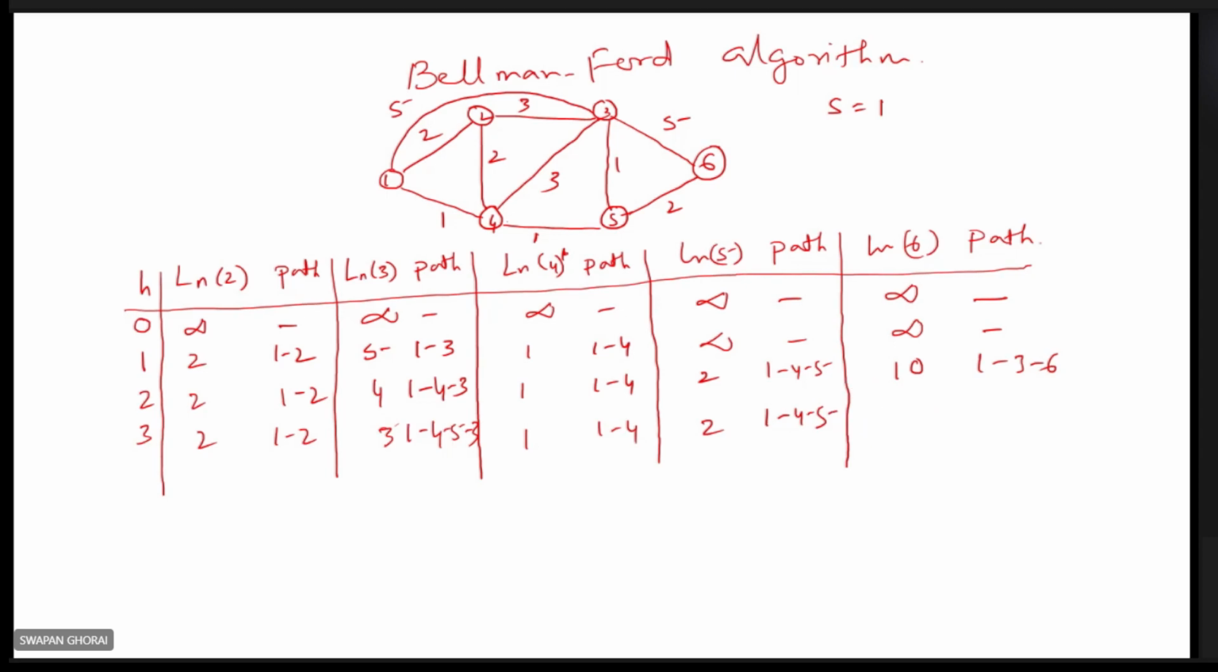And now 6, you consider the 3 hops. Now we can consider 3 hops. So 3 hops, you can see it here: 1, 4, 5, 6. It will be now 4, that is 1 plus 1 plus 2. So it will be now 4. And the path will be 1, 4, 5, 6.